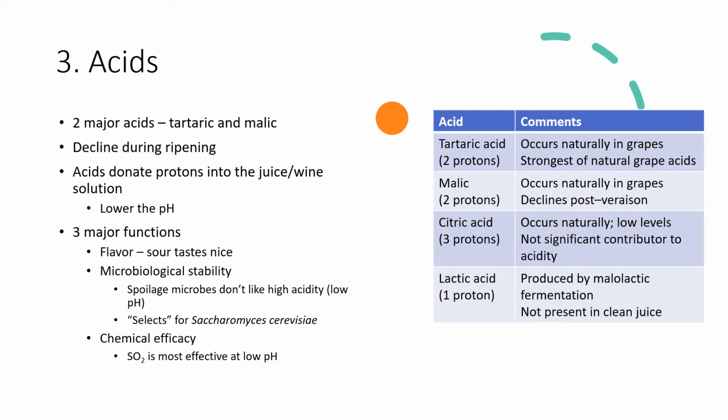And additionally, acids can help with chemical efficacies. SO2 is most effective at lower pH levels. So the acids are actually contributing to the SO2 effectiveness, and that in turn is also acting as a suppressant on microbial growth.